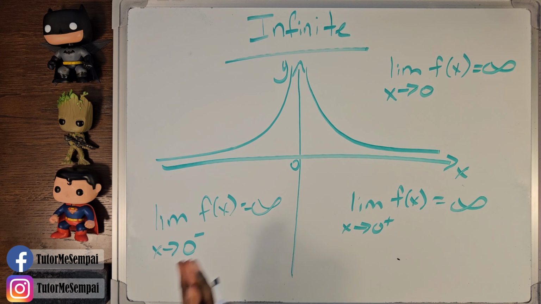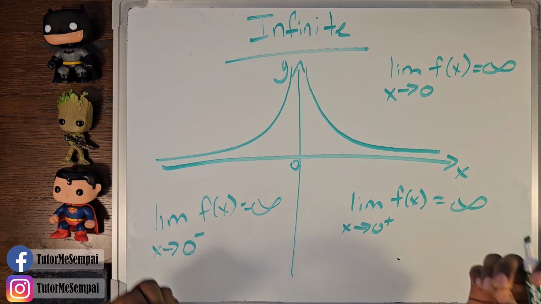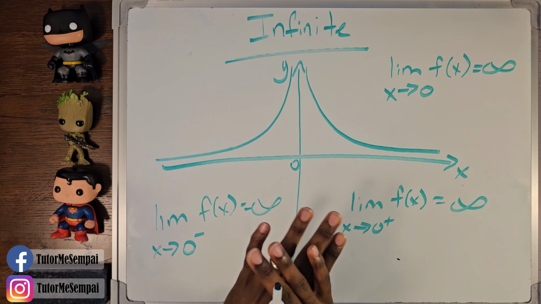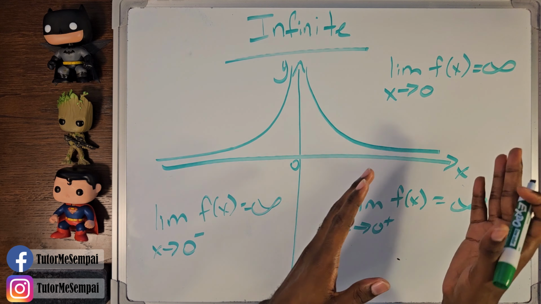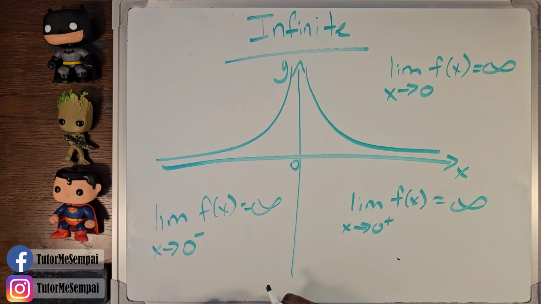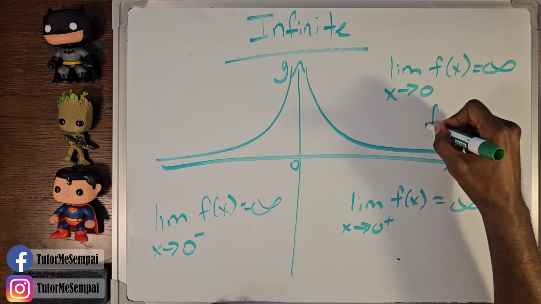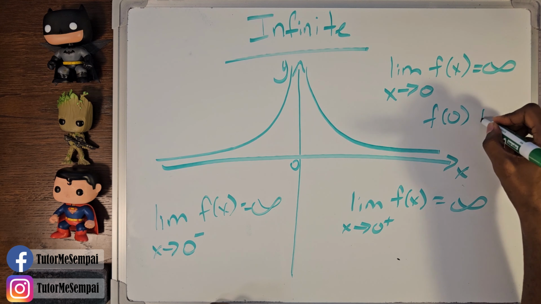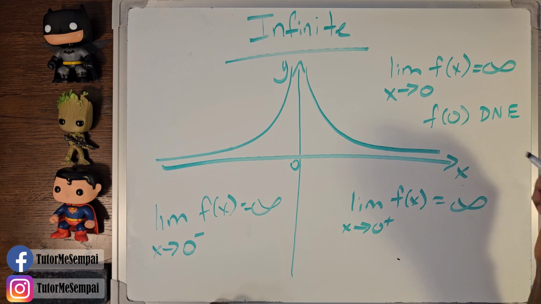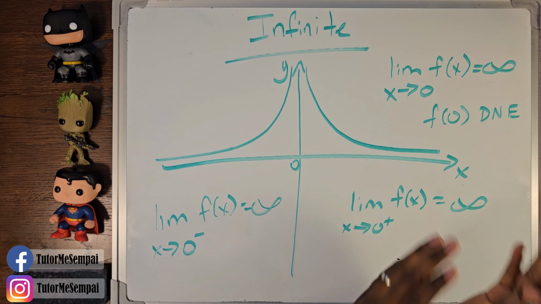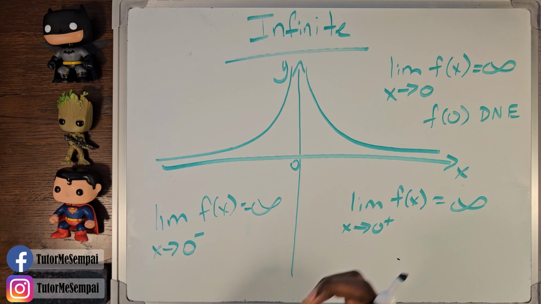Now, obviously that doesn't equal an actual number, but the concept of infinity is plausible. It's perfectly fine to have this limit equal infinity. It just means that the function is going to be growing without bound. However, f of 0 does not exist. You don't have to exist in order to have a limit at that value.